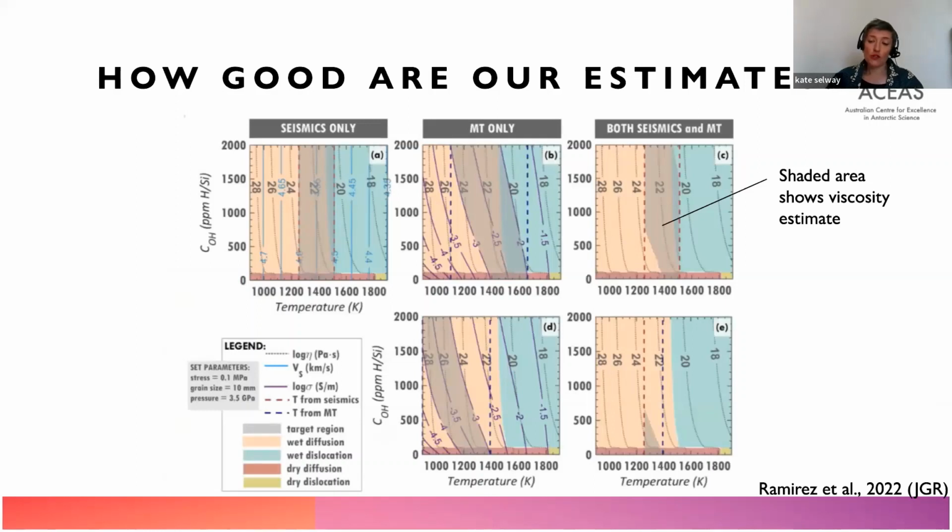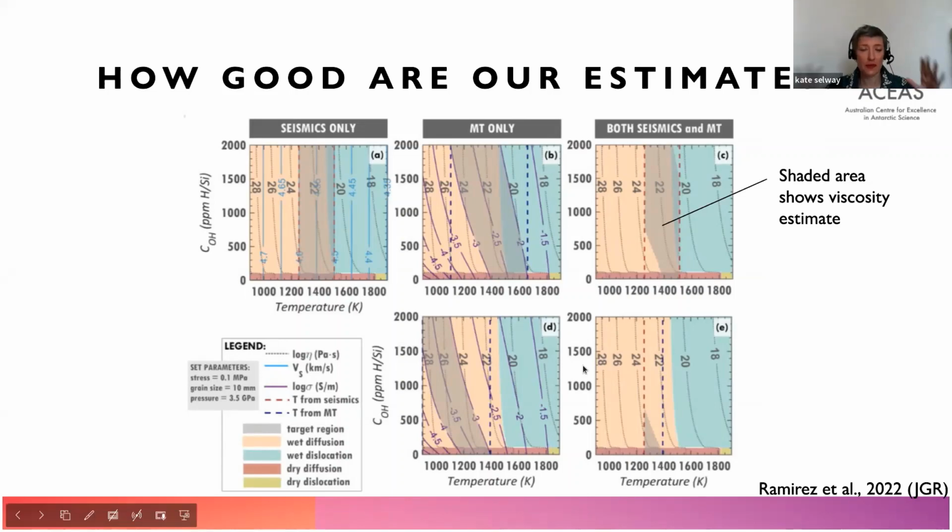So these are some results from a PhD student of mine, Florence Ramirez, at the University of Oslo. This is a paper of hers that just came out a few weeks ago in JGR. In this, we were really hoping to understand that combining seismics and MT data should help improve our estimates of mantle viscosity. And we were hoping to quantify exactly how much it improves it, and how well we can estimate mantle viscosity from these geophysical data sets.